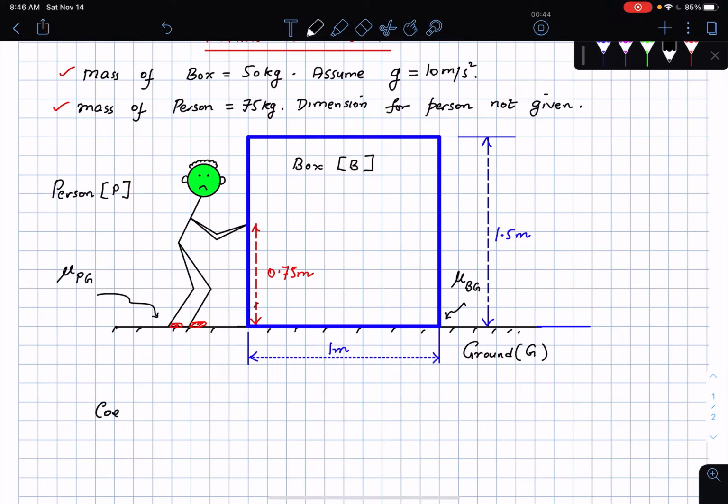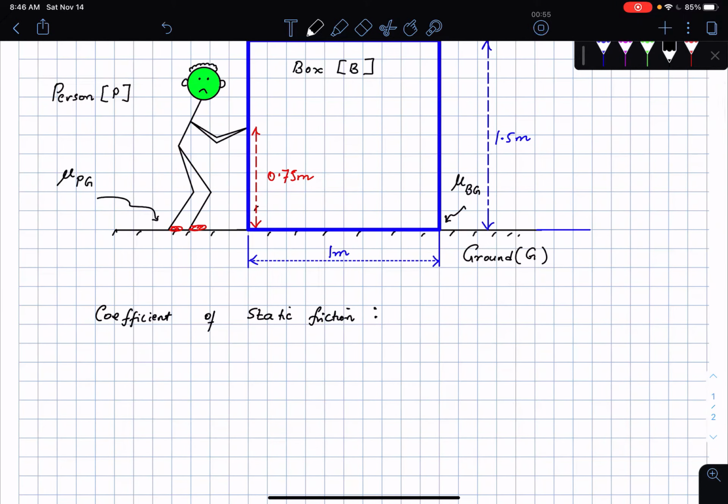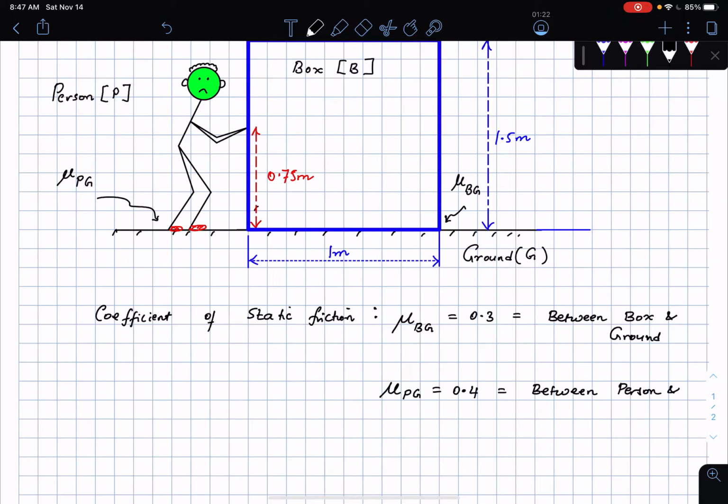Coefficient of static friction between the box and the ground: mu BG is 0.3. And the other coefficient of friction is between the person and the ground, which is 0.4. This is between the person and the ground.